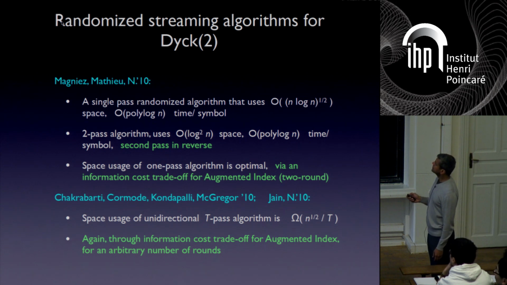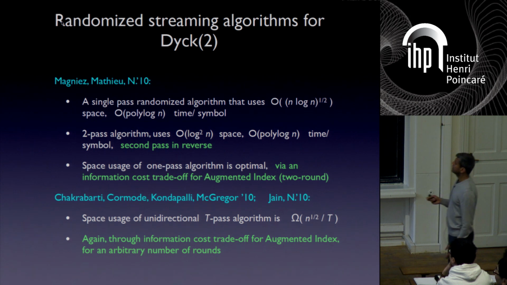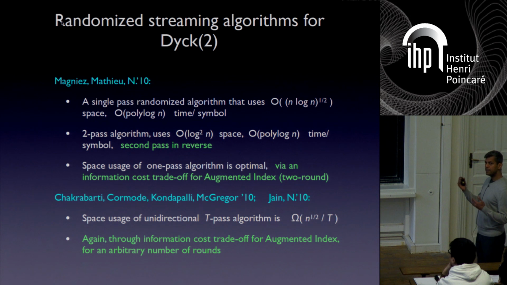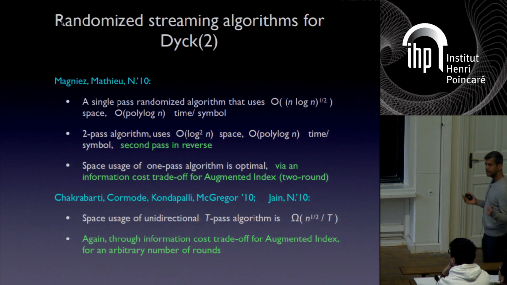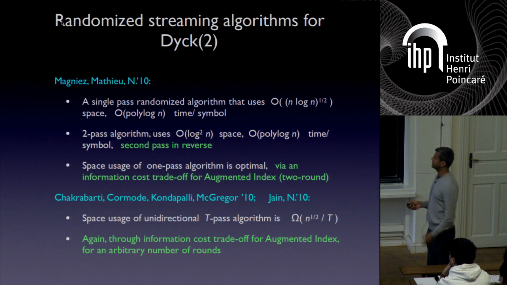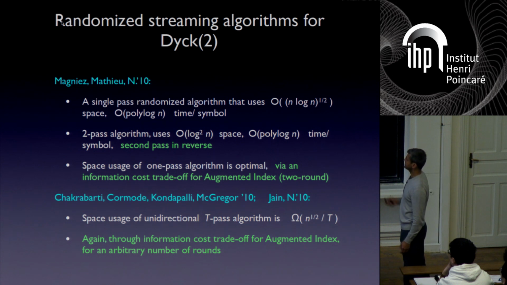Now, in both these cases, where we showed lower bounds for the space usage, the lower bound came about through a result of the sort I stated before, meaning we showed a trade-off between the amount of information each party has to send about their input to the other in order to derive this.